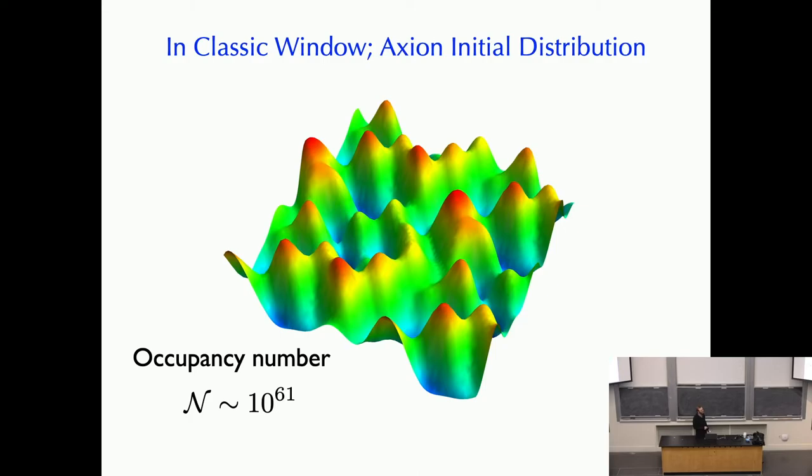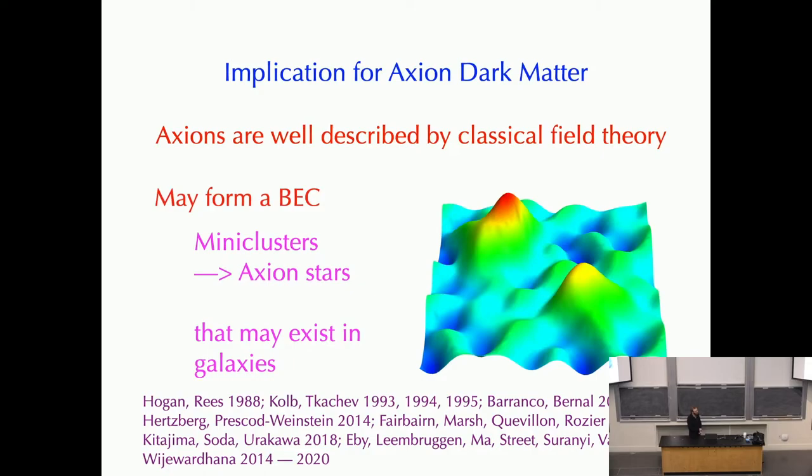When you have scalars at extremely high occupancy, they are ordinarily very well described as classical from the field theoretic point of view, even though they are quanta from the particle point of view. So you can just study classical field theory. Objects at high occupancy with sufficient interactions tend to, as you learn in your stat mech, organize into a Bose-Einstein condensate. Gravity is essential here, so that condensate is a so-called axion star. It's a blob of axions held together by gravity.